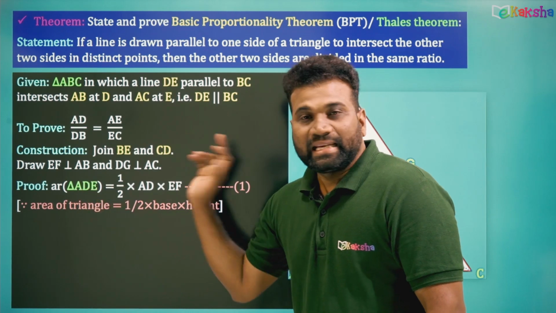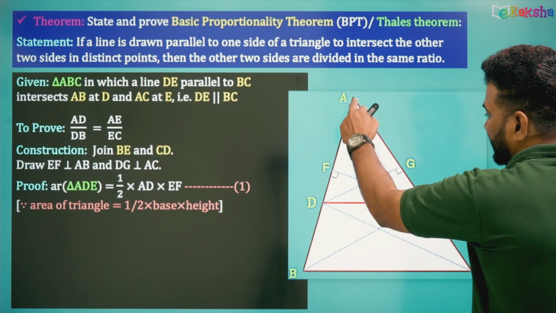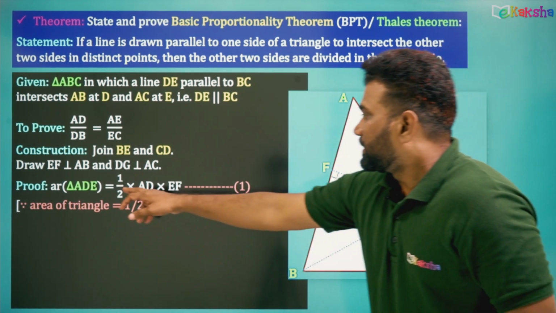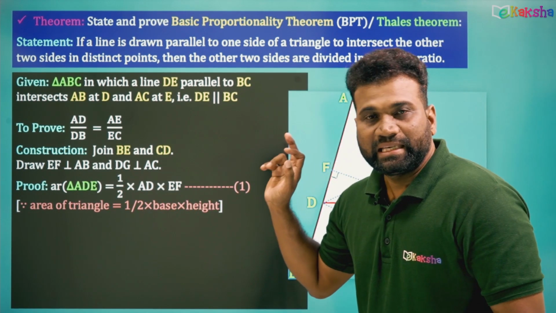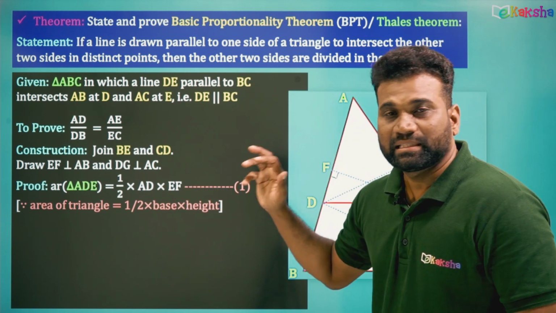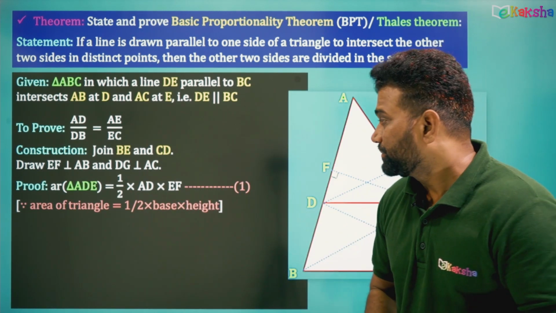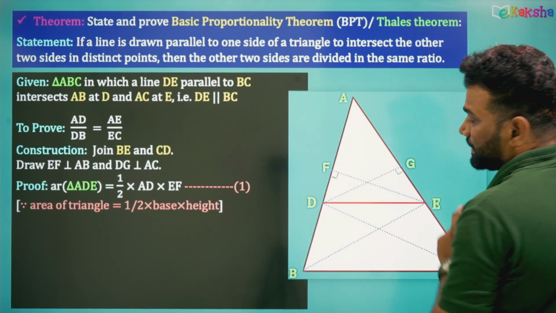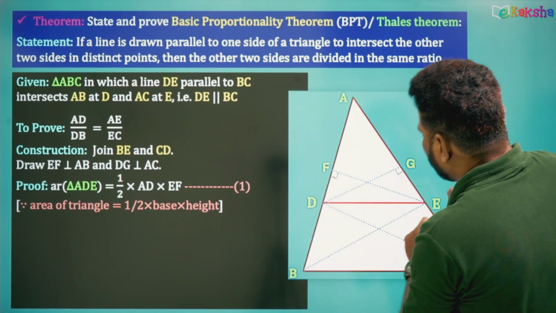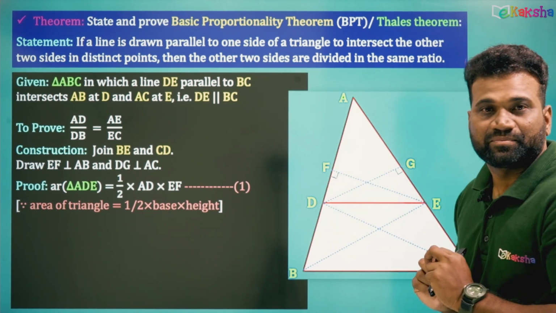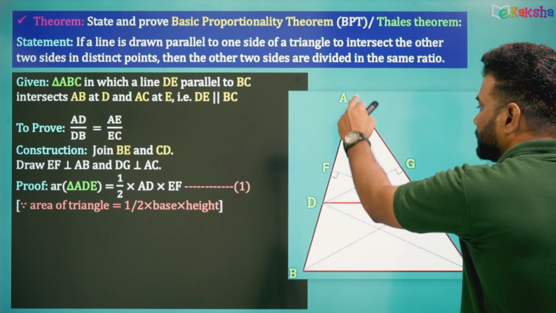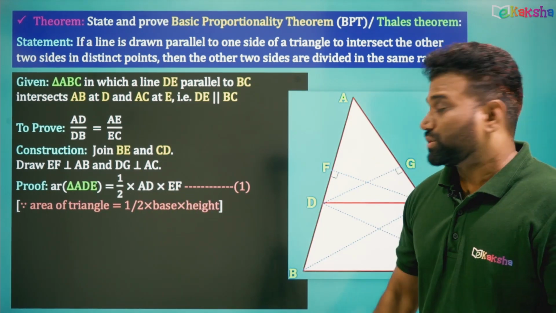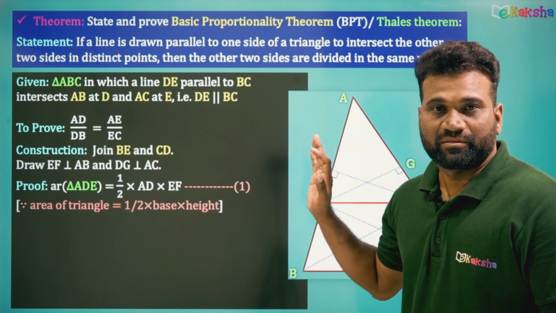So area of triangle ADE, here you see triangle ADE. To find this area, that is half into AD into EF. How we got this? This is based on the area of triangle formula, that is half into base into height. In this triangle, you can see AD is the base and EF is the height. So half into base into height, that is half into AD into EF. Let's call this equation number 1.